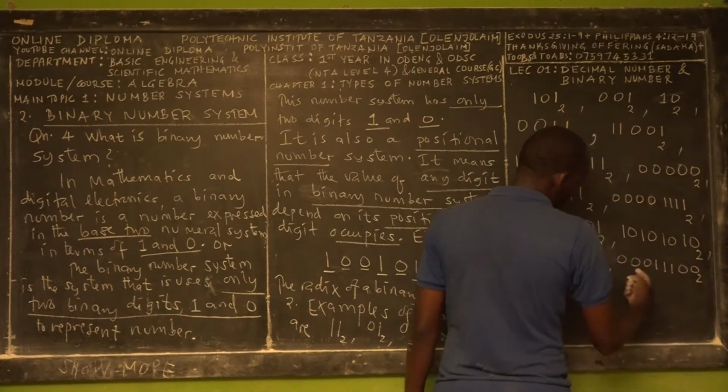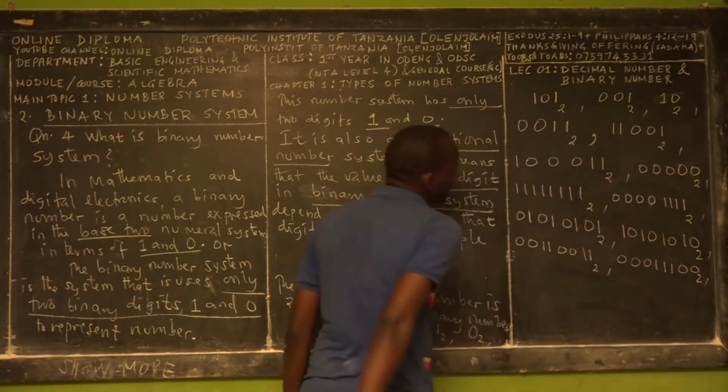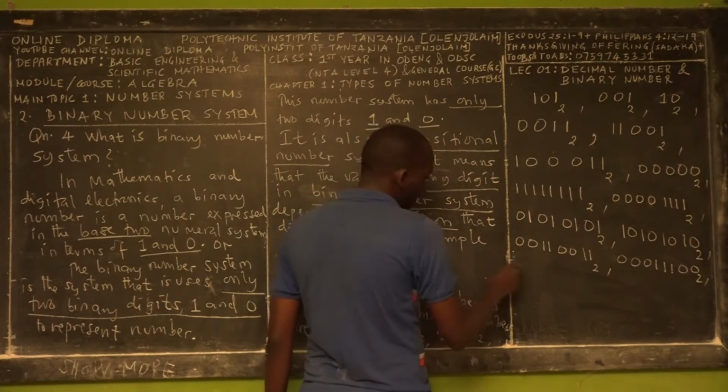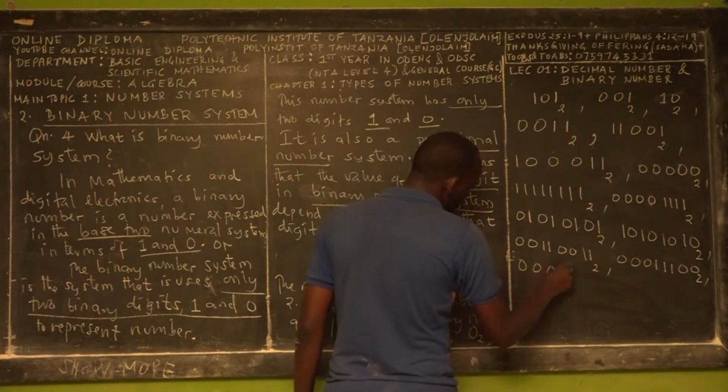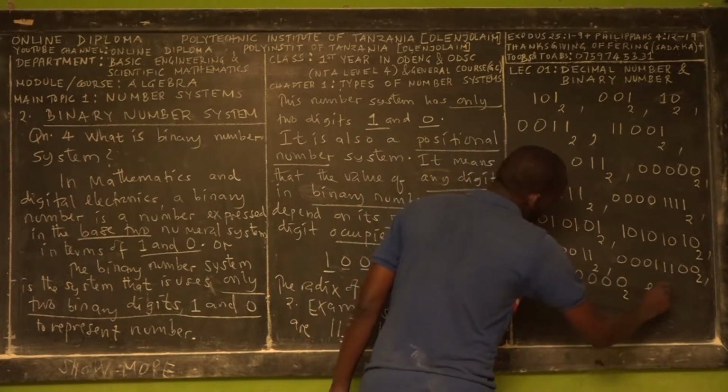So how many bits? Okay, 8 bits. You can have also another string of binary number. These are the 8 bits. So you can have 0 0 0 0 0 0 0 0, base 2. So etc. etc.